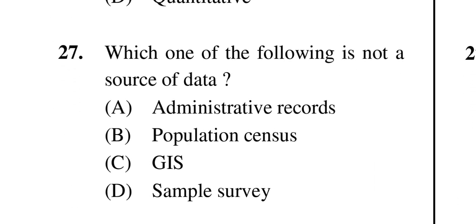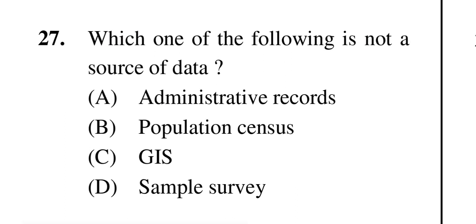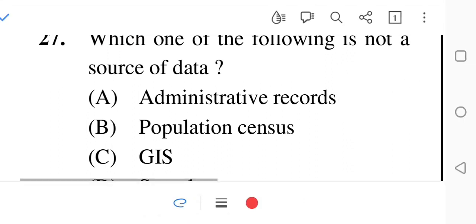27. Which one of the following is not a source of data? Which one of the following is not a source of data? Administrative records, population census, GIS, sample survey. 27. The correct answer of 27 will be administrative records.